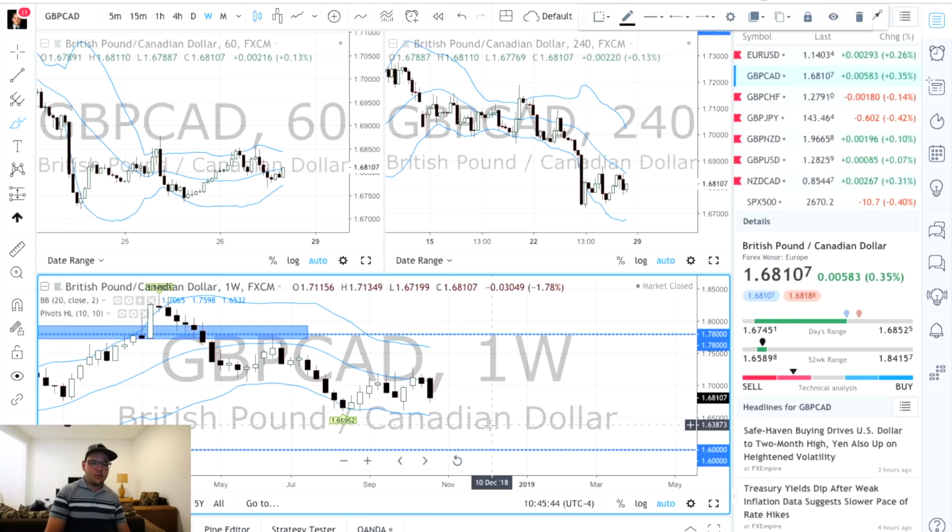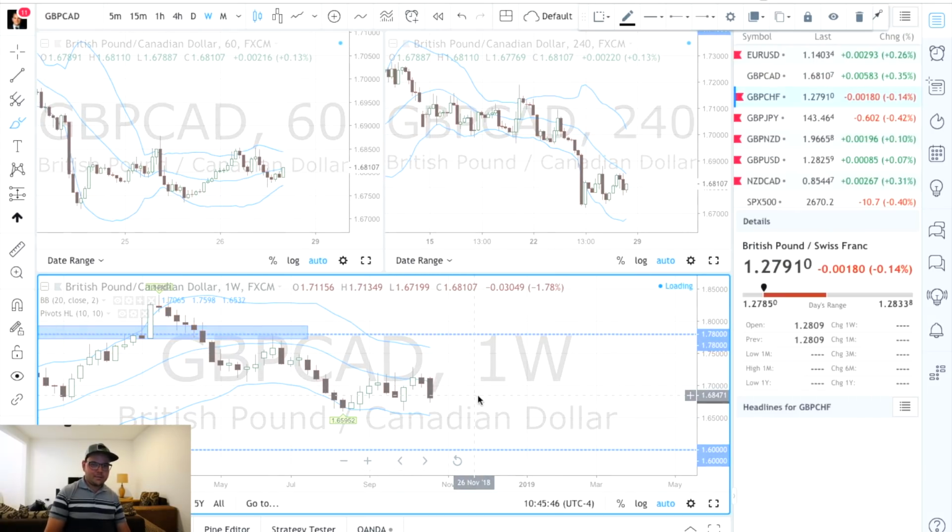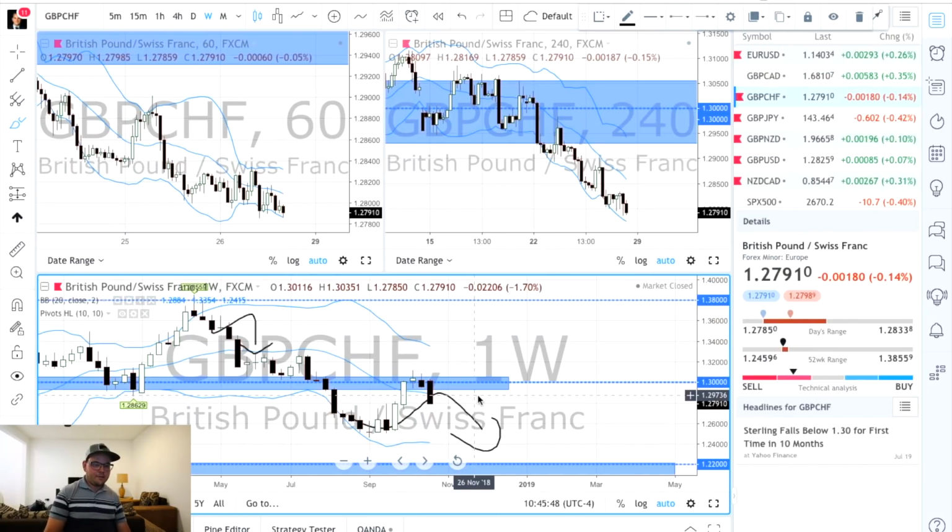GBPCHF is an example of a pair not to trade between two levels, so forget that part. GBPCHF is at a resistance area, 1.30, a round number, but it's kind of going down now, so we haven't set up yet. Kind of not the best, but we can wait for a setup, of course, on this pair. And I would wait for a setup at the upper band of the Bollinger band, a reversal setup, of course. But it's going to be a waiting game on this pair.